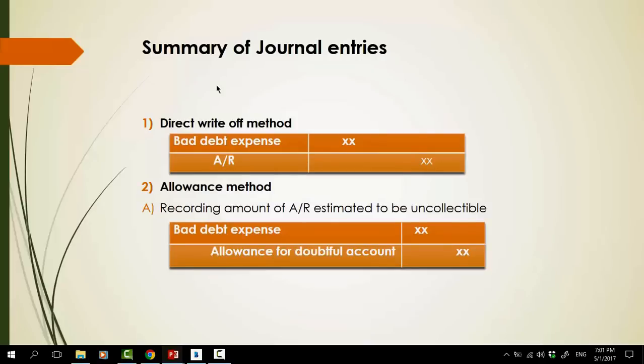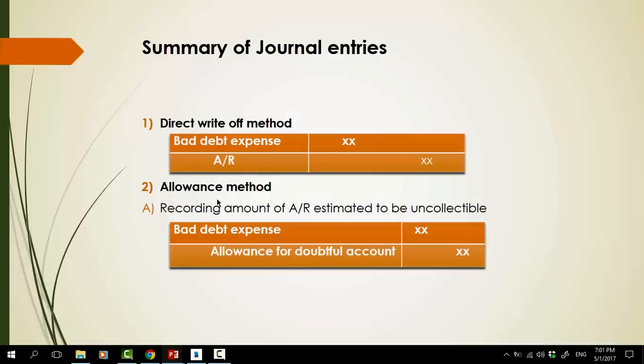Again, we will summarize the journal entries. Under the direct write-off method, we will record bad debt expense, accounts receivable. Bad debt expense because it's a loss. We were owed an amount of money by the customers and they will not pay this money. Then I lose my money. This is considered a loss, called bad debt expense, and accounts receivable.